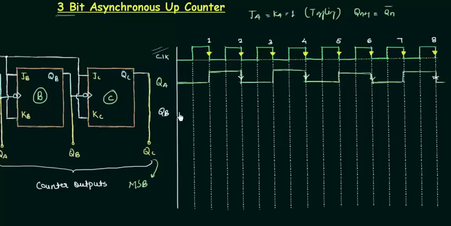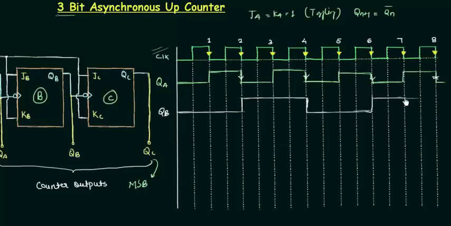So let's do it. It is low initially and it will remain low for the first falling edge, which is this one, and the toggling will be there, making it high up to the next falling edge, and again it will go low because of toggling for this falling edge.